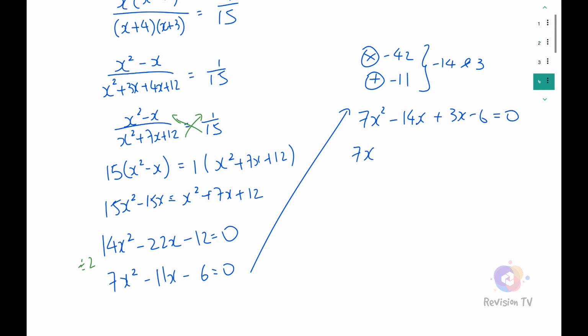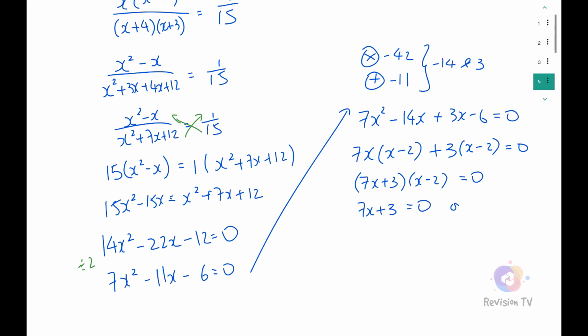So factorize 7x out, it'll be x minus 2. This one, factorize 3 out, x minus 2. So I can put them together: 7x plus 3 bracket times x minus 2 equals 0. So 7x plus 3 equals 0, or x minus 2 equals 0. X equals minus 3 over 7, or x equals 2. You can't have fractional, let alone negative, marbles, so we can reject that one. So x equals 2. Therefore, there were 2 blue marbles to begin with.